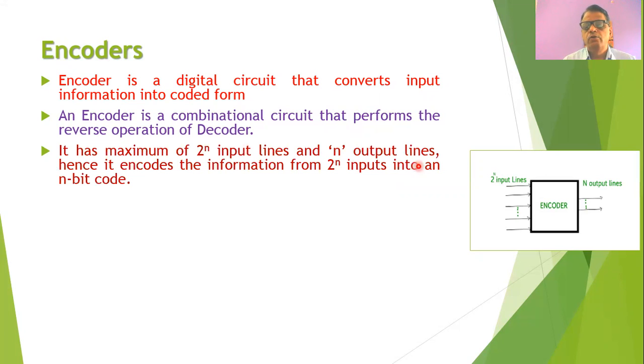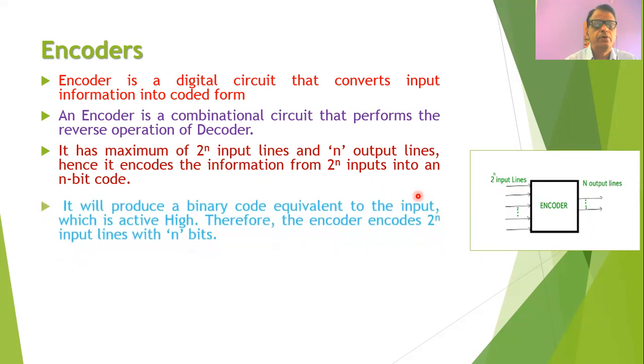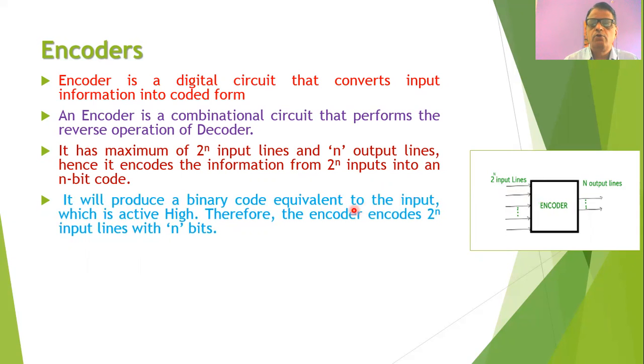You can say that an encoder is a block that will have 2 raised to n input lines and n output lines. The input available at the 2 raised to n inputs is coded into an n bit code. So the encoder provides at the output a binary code which is equivalent to the input information. Therefore, we can say that an encoder encodes 2 raised to n input lines with n bits.